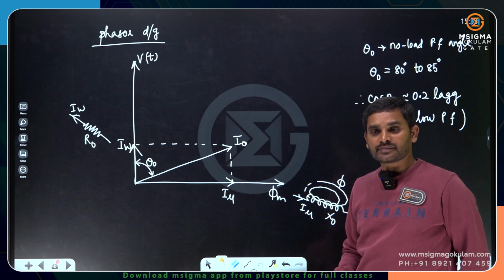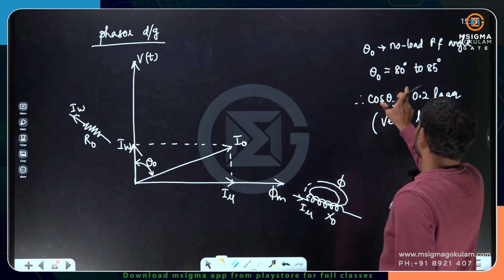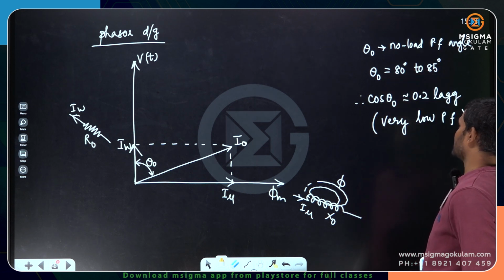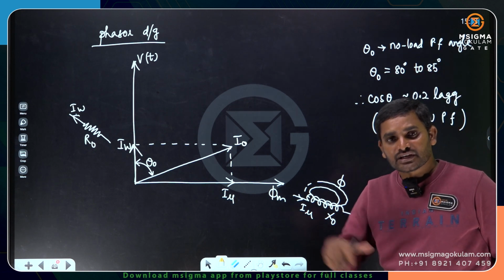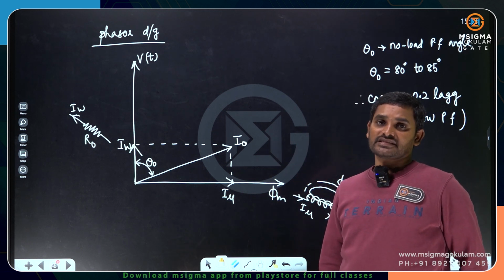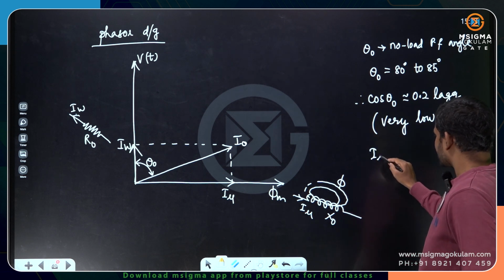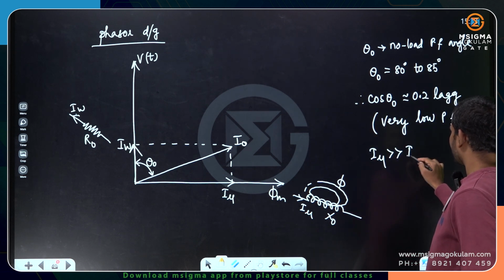Why a low power factor wattmeter? Because theta naught is very large. Cos of 80 degrees or cos of 85 degrees will be a very low power factor. To sense that low power factor, we use a low power factor wattmeter in the open circuit test. Why low power factor? Because I mu is very large compared to IW.